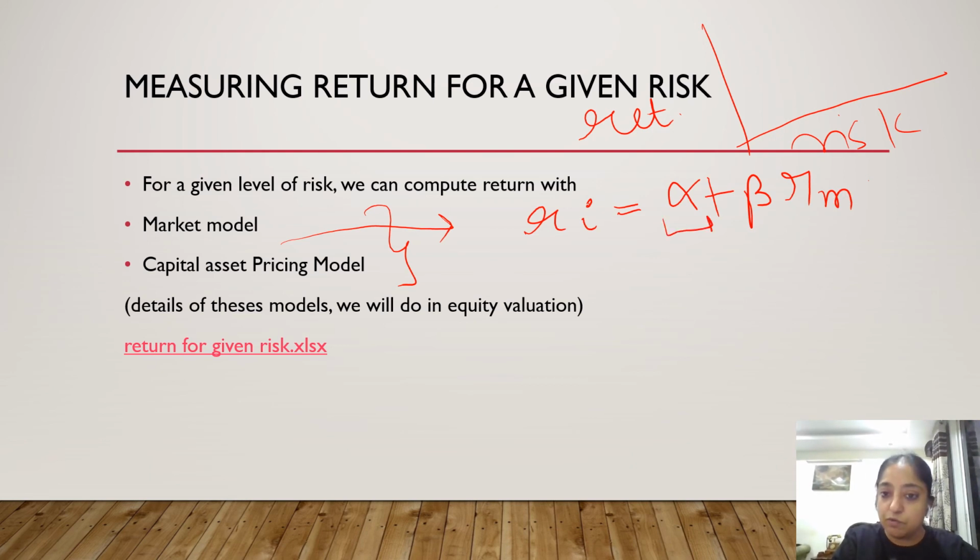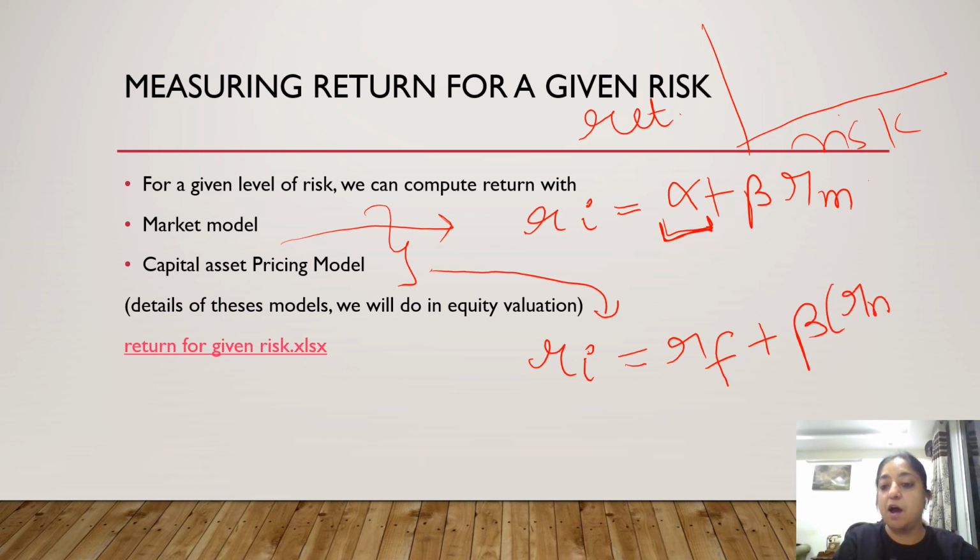We always look for a positive alpha, which is pure return without any risk. Next is the Capital Asset Pricing Model. We will do these two models in detail later in valuation. It assumes that there is a risk-free asset. So Ri is equal to Rf plus beta times (Rm minus Rf). So we can calculate if this is the beta.